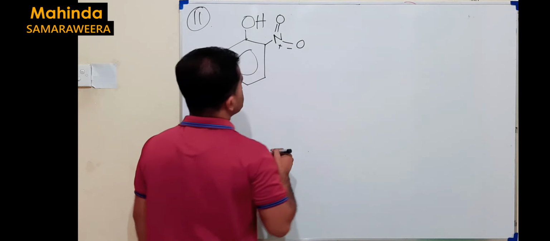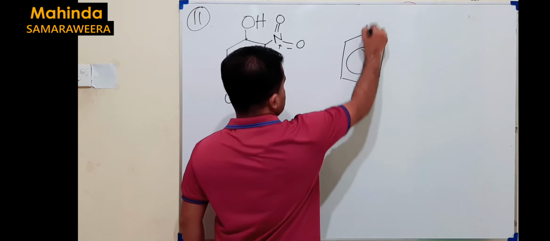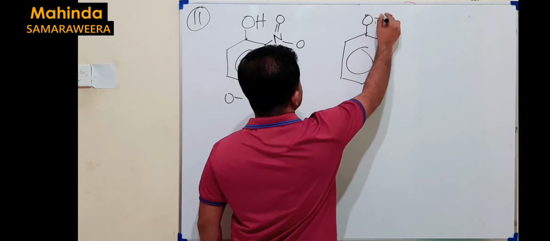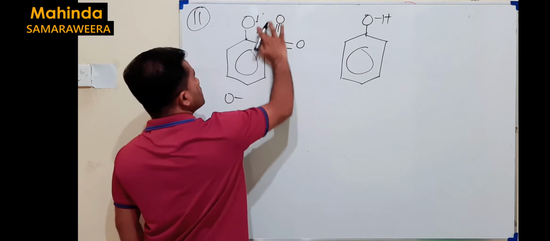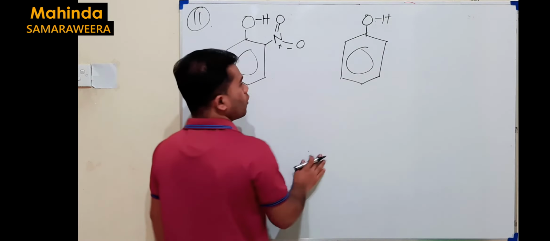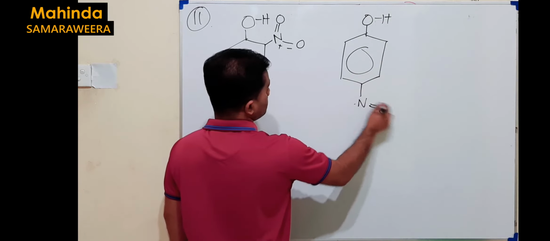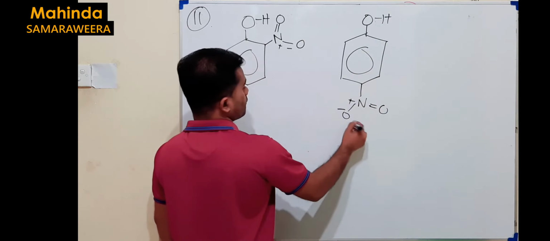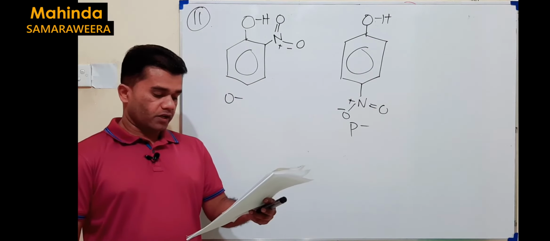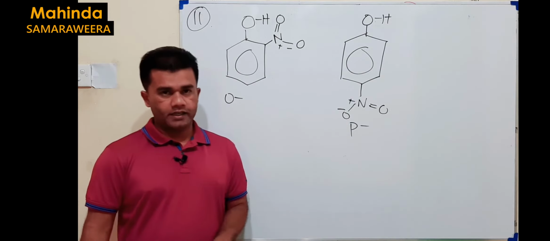And this is phenol. These two positions are ortho, these two positions are meta, and this position is para. This is paranitrophenol. Now we are going to find out which one is more volatile, but in this case it says orthonitrophenol is more volatile than paranitrophenol.